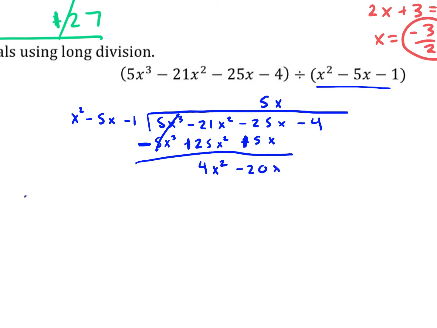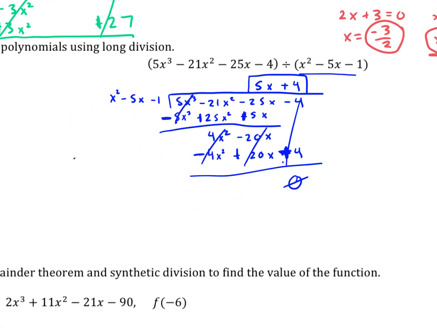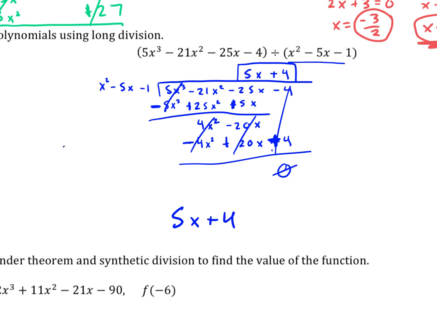minus 20x. What times x squared gives me 4x squared? 4. So the next side I have plus 4. Multiply. I get 4x squared minus 20x plus 4. Change a sign, change a sign, change a sign. These cancel, and this should be plus. These cancel. So then my remainder is 0. So this would be my answer: 5x plus 4.